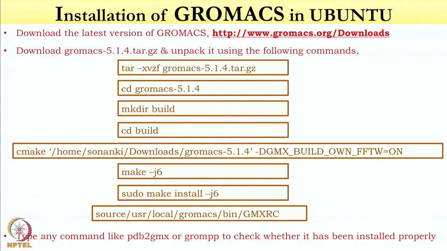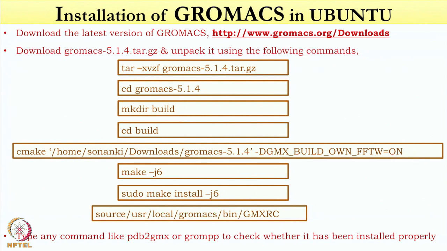So wherever it is downloaded, you just have to drag the folder there. It will automatically give the path. Suppose in my case, it was downloaded in home, then Sonanki, then Downloads, and then there was the Gromax directory. So this was the folder where it was downloaded. And then you have to type space -DGMX_BUILD_OWN_FFTW=ON.